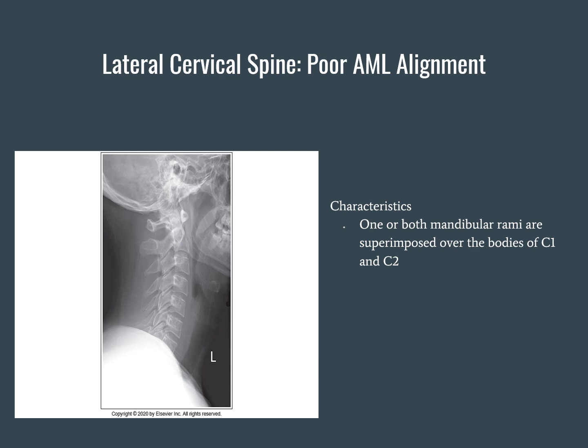As discussed in the image analysis guidelines, it's important to point out that the acanthomeatal line alignment should be parallel with the floor for this lateral C-spine projection. Otherwise, one or both of the mandibular rami are superimposed over the bodies of C1 and C2, as demonstrated in this image.